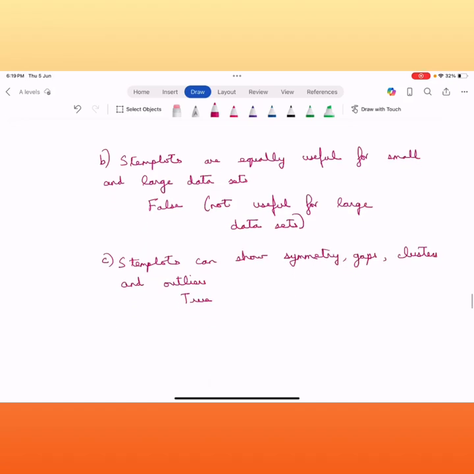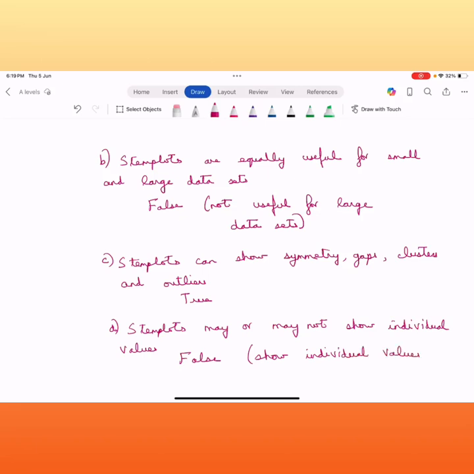Okay, the next true or false. Stem plots may or may not show individual values. So this is false because stem plots show individual values that we have seen in the earlier example. Stem plots show individual values.